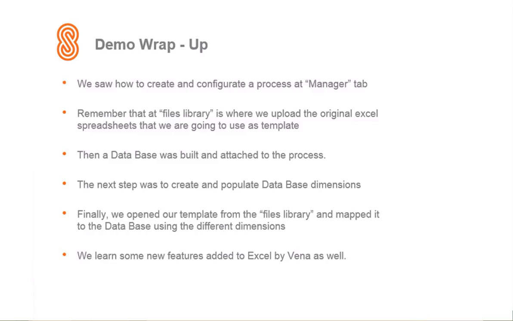Okay, at this point we have seen Vena's main characteristics, and in order to remember them, let's do a quick wrap up. So at the beginning of the demo, we have seen how to create and configure a process. Then we built and populated the database and attached it to our process. After that, the Excel template was mapped and the data was saved in the database. Finally, we overviewed some features added to Excel by Vena.